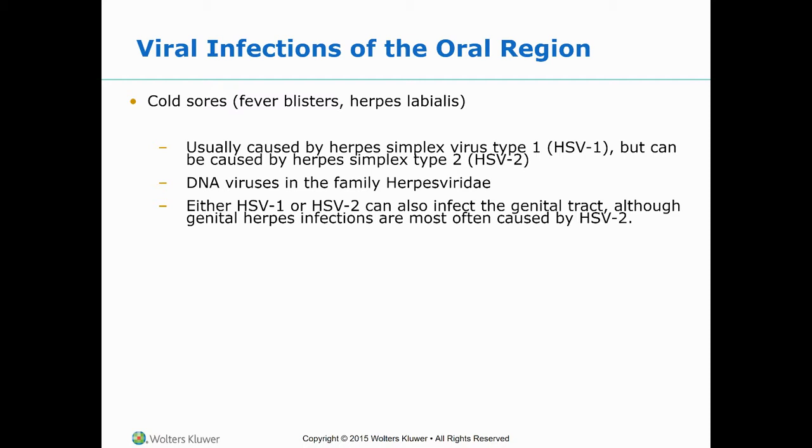Okay, so with cold sores, you're going to be dealing with the herpes simplex virus type 1. This is a DNA virus found within what we call the herpes family. Most of the time you can get these in the genital tract as well, but most of the time genital herpes is going to be caused by herpes simplex type 2.